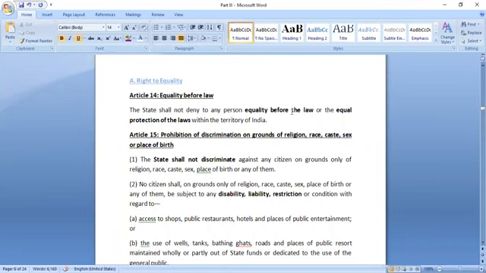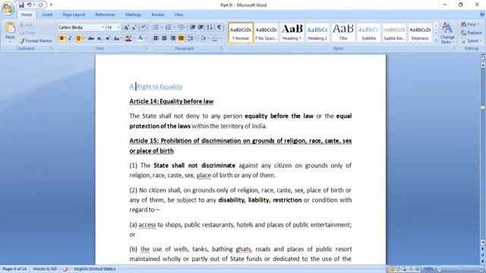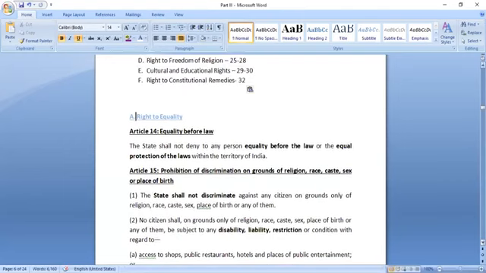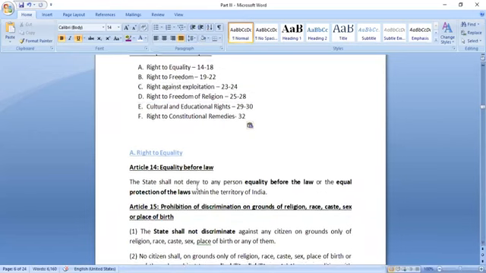Okay, so now we will discuss the different types of rights that we have. First type that we have is right to equality. Which articles are contained in right to equality? 14, 15 and 16, 17, 18 also. So right to equality, 14 to 18. Yeah, 14 to 18. Now we will discuss different types of right to equality.